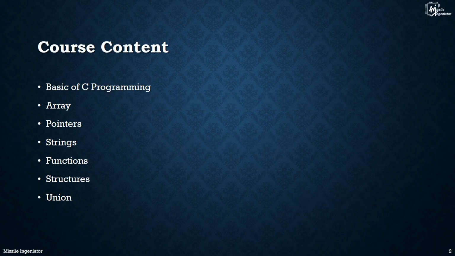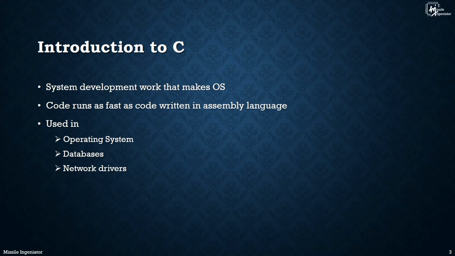The course content includes the basics of C programming, arrays, pointers, strings, functions, structures, and unions. These are the overview topics I'm going to cover in this C programming tutorial. Today, module 1 covers the introduction to C: the basic introduction, the history of C, and the basic structures of C.